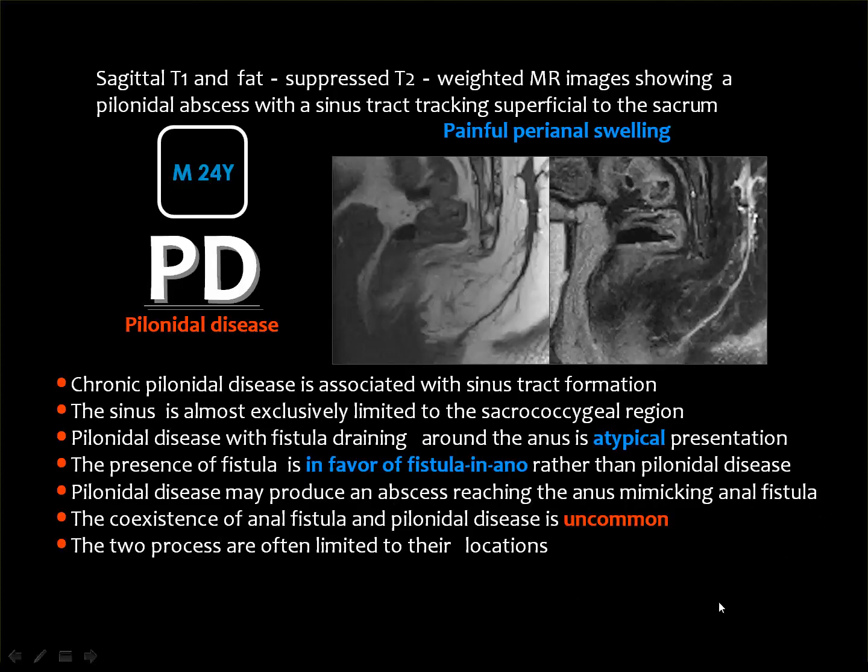Pilonidal disease may produce an abscess reaching the anus, mimicking an anal fistula. The coexistence of anal fistula and pilonidal disease is uncommon, and of course, still there are certain anatomic locations for both diseases, one in the perianal area and one in the back of the sacrum.